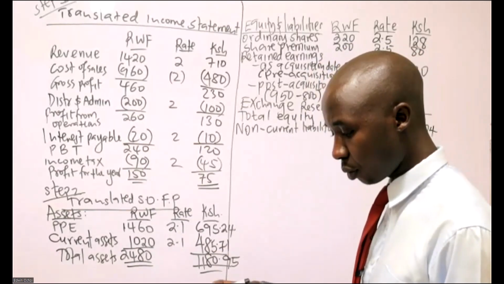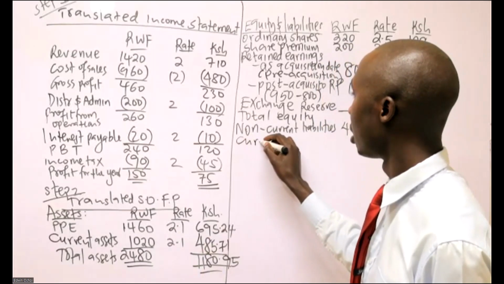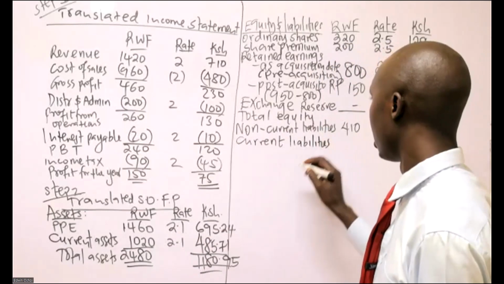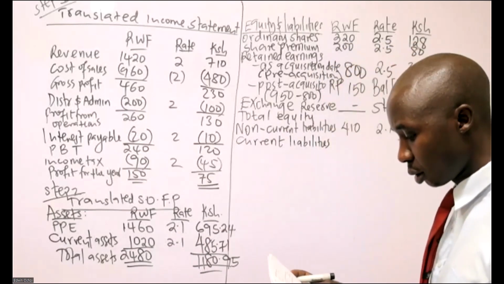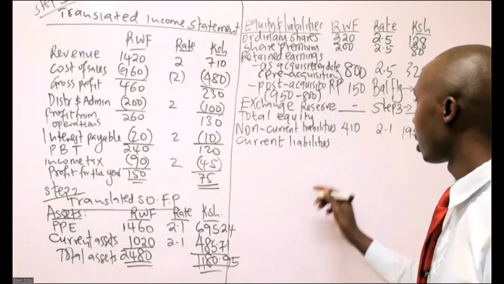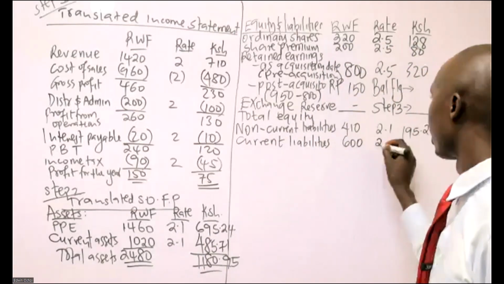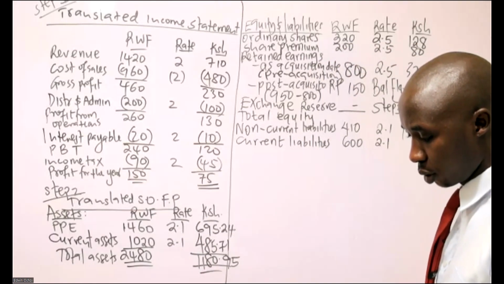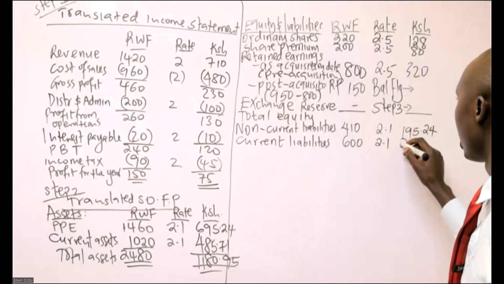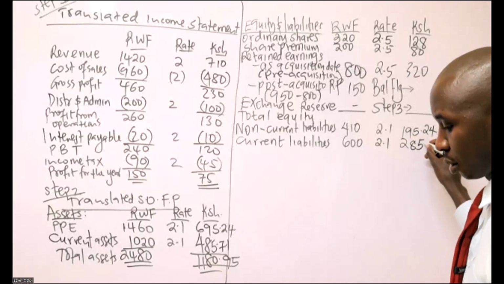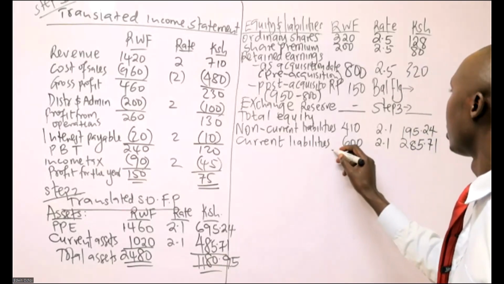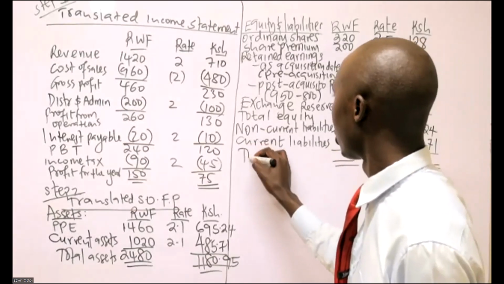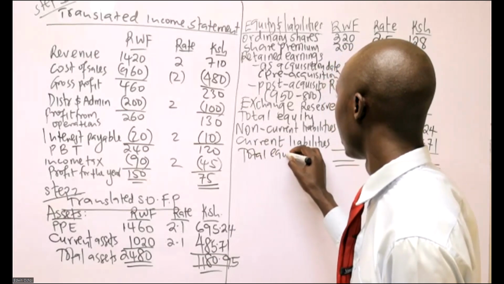Then we talk about current liabilities. So for the current liabilities, we talk about what? 600. So 600 divided by 2.1, 285.71. So total equity and liabilities.